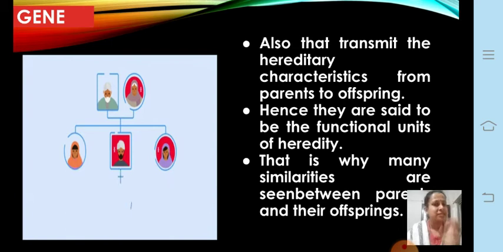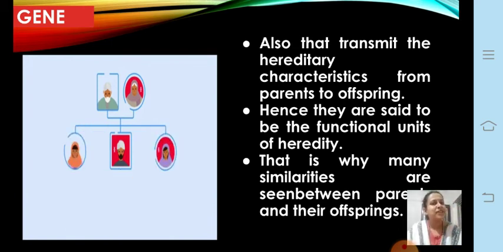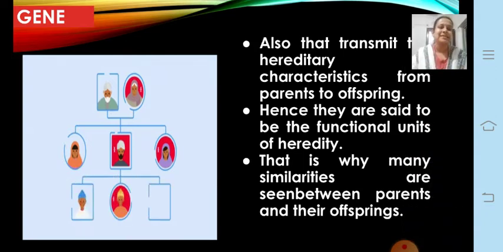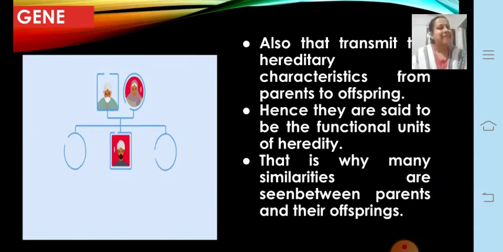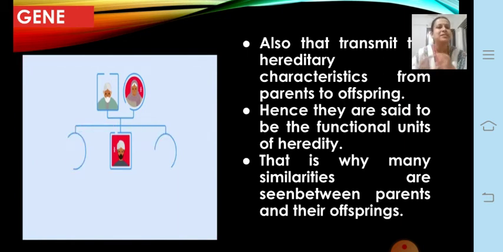Why are the genes called functional units of heredity? It's because they are transferring characters of heredity. That is why they are also called functional units of heredity. That is why many similarities are seen between parents and their offspring. It's just because the genes are transferred from mother and father to the child. Some from mother, some from father, and sometimes it is a mixture of the two.